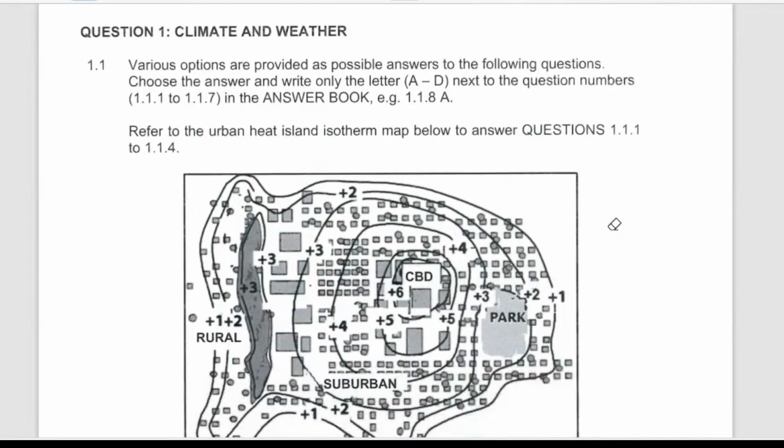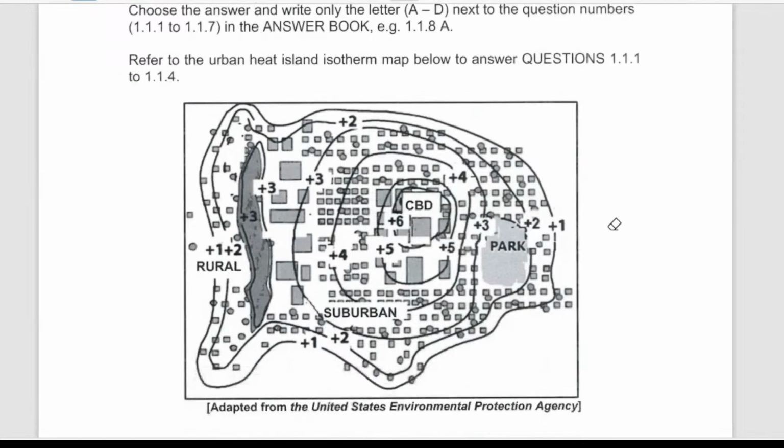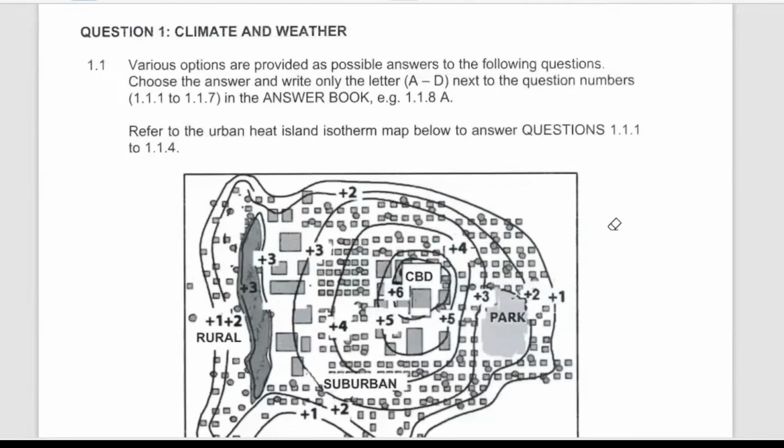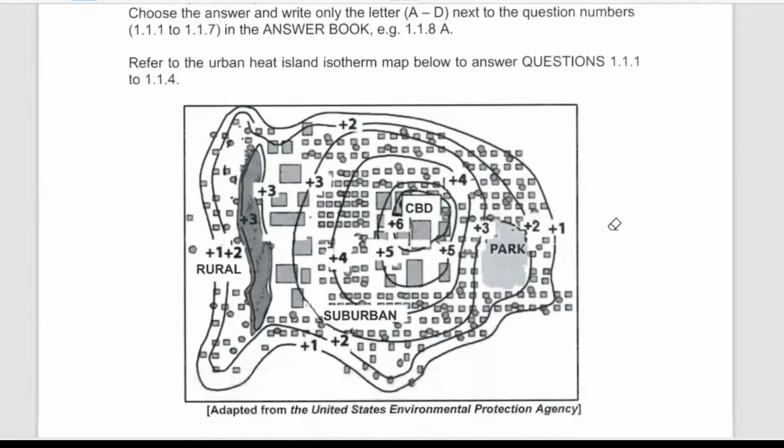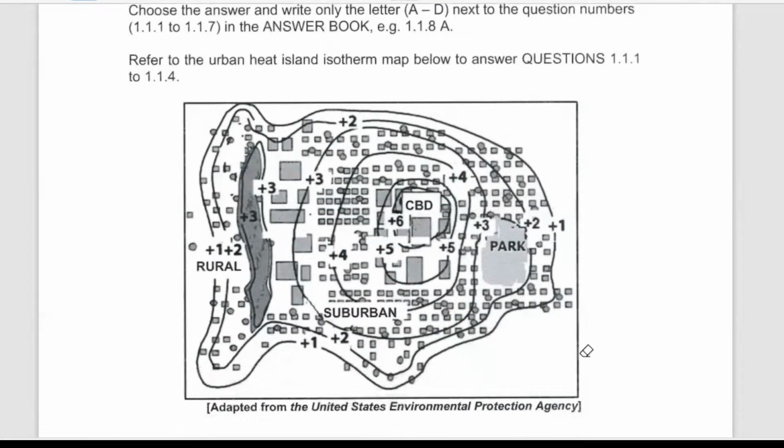Right, so we're going to start with the first question, which is question number 1 on climate and weather. There is an urban heat island isotherm map below, which is given here. By isotherm maps we are referring to maps that show the distribution of temperature in a given place. And by isotherms, we are referring to these lines that we see on the map. These lines are joining places of the same temperature, which we call the isotherms.